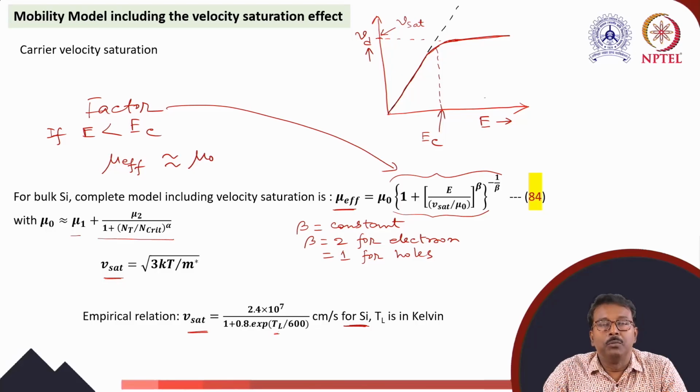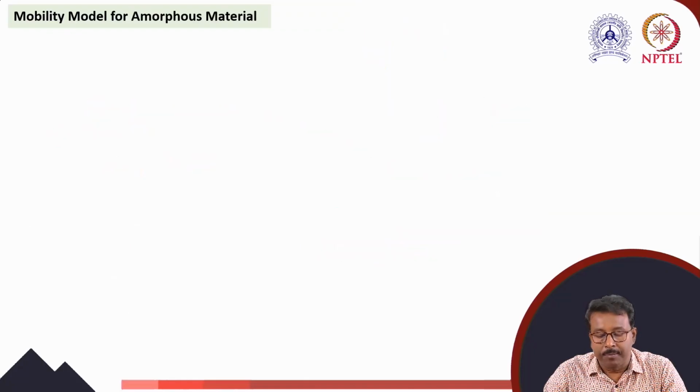So now we move to the mobility model for amorphous materials, because in amorphous materials the disorder is more. Atoms are not at all arranged in a regular fashion. There is a random distribution of atoms. In that case, the scattering mechanism will also be more dominating. And to model these, several models have been proposed.